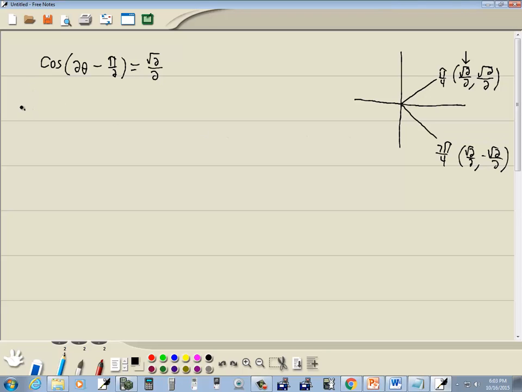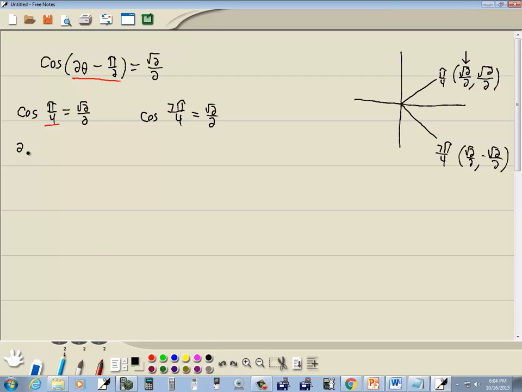So, we'll start off with those. Cosine of pi over 4 is equal to square root of 2 over 2. And cosine of 7 pi over 4 is equal to square root of 2 over 2. We might need more than that, or we might not even need that many. We'll see. Now, we're going to set whatever follows our cosine up here equal to what follows our cosine here.